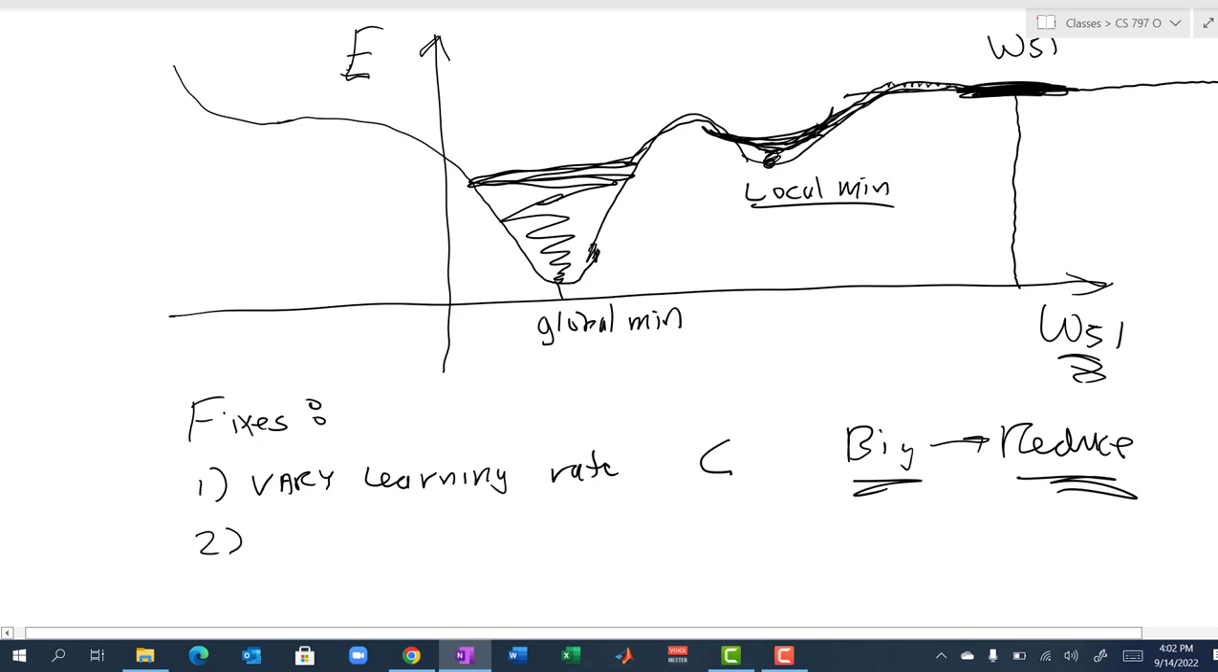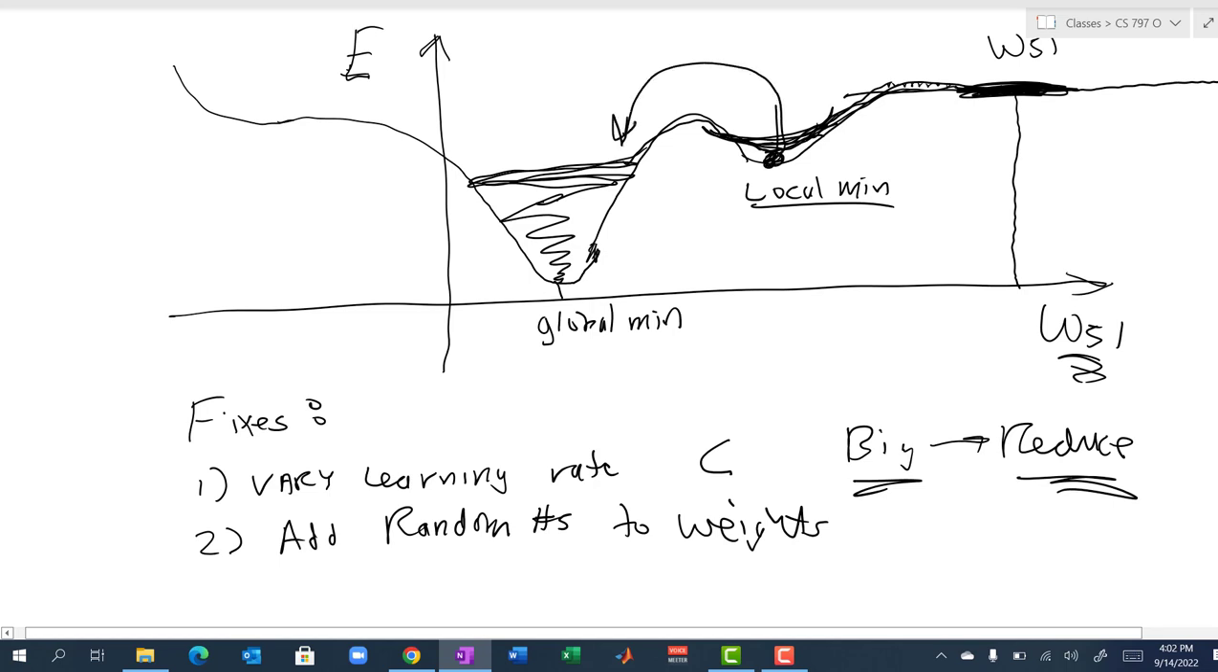Another thing is to add random numbers to the weights periodically. You can think of it that way. If you're stuck at the bottom of the local minimum and you add a random number to this, maybe you get bumped over here, and then you can continue on down to a local minimum. Some people call this jogging the weights.